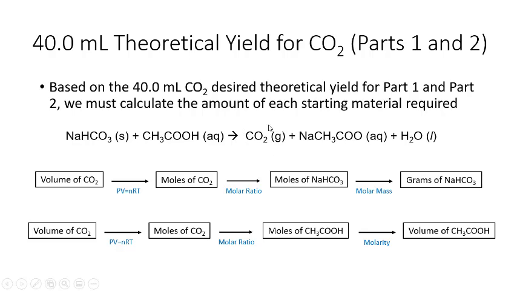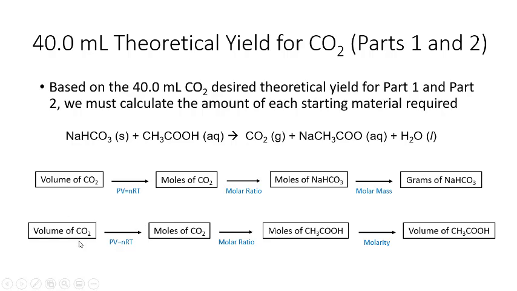After knowing what the desired theoretical yield is in liters, we need to back calculate to see how much of our sodium bicarbonate and acetic acid we need in each case. Converting 40 milliliters into liters, that would be 0.0400 liters of CO2. We can use the ideal gas law, which I'm going to speak briefly about in the next slide, to convert that volume of gas into moles of gas. Then we can use our molar ratio based on our chemical equation to convert to moles of our sodium bicarbonate, and then use our molar mass to get to our grams of sodium bicarbonate.